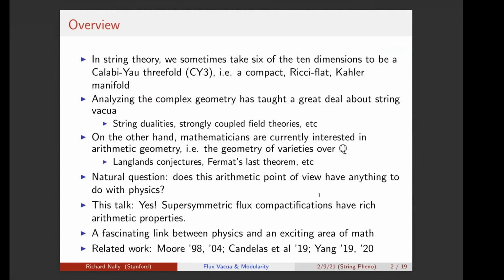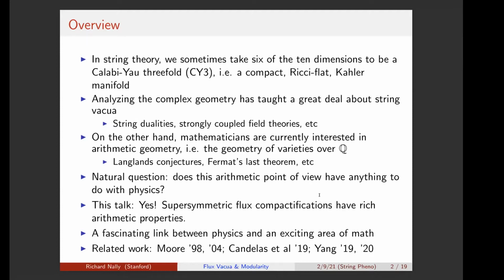Before I start, I just want to give you a little overview of what we're going to talk about today. In string theory, we usually take 6 of our dimensions to be a Calabi-Yau threefold, so we get a 4D theory. And usually we think about the complex geometry of our compactification spaces. This has taught us a lot about string compactifications and how they work. String duality, strongly coupled field theories, mirror symmetry, all that good stuff came out of viewing these as objects in complex geometry. You think about period considerations and things like this.